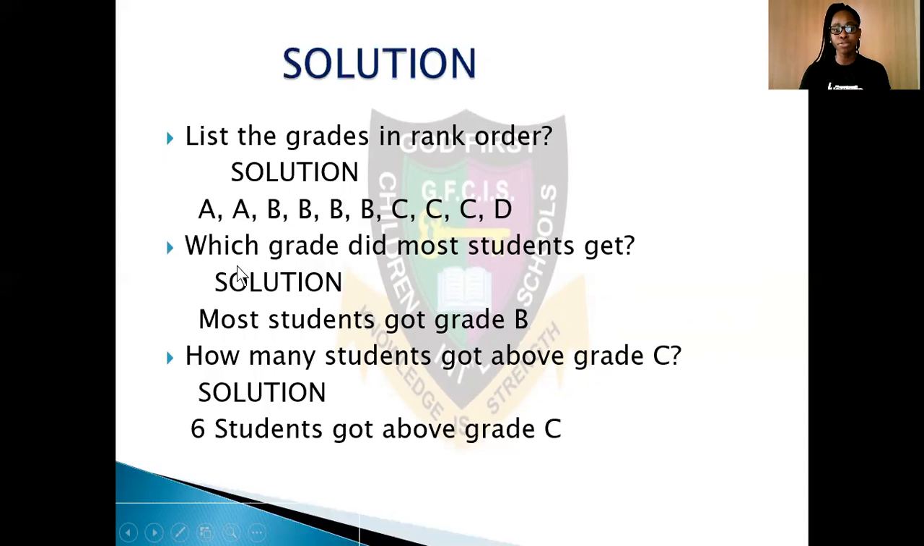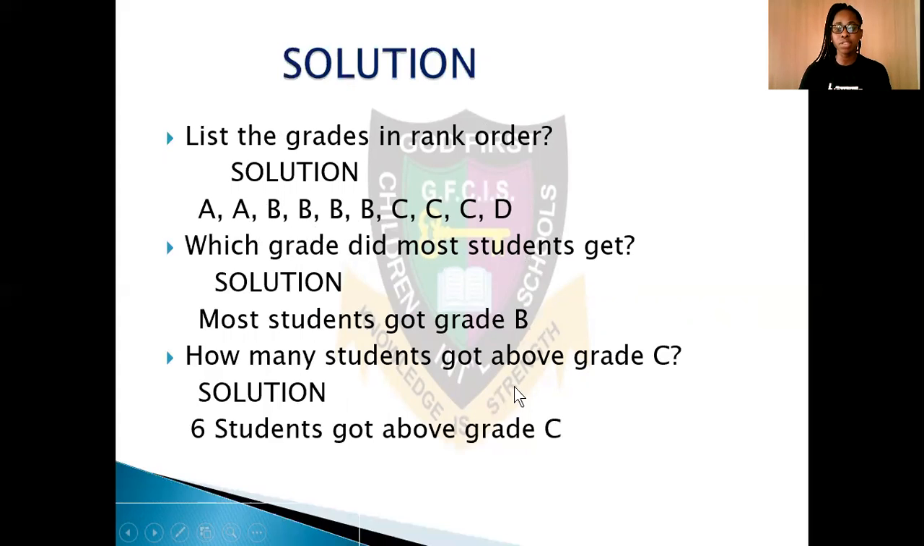The next question: which grade did most students get? Most students got grade B, because grade B is appearing more than the other grades in the given grades. We have grade B appearing 4 times, grade A appearing 2 times, grade C appearing 3 times, and grade D appearing only once. So most students got grade B.